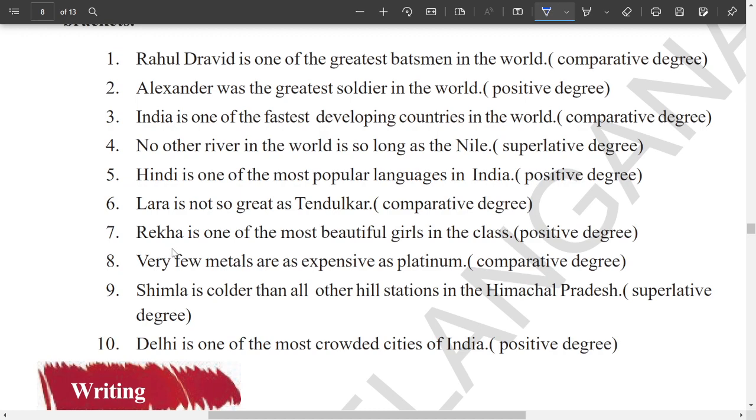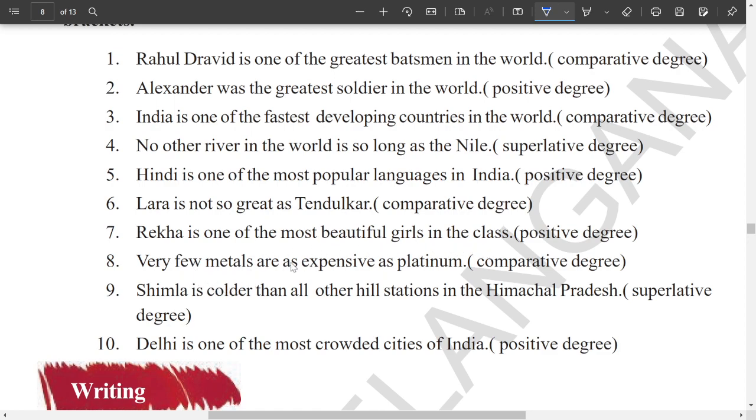Okay. Next one, Rekha is one of the most beautiful girls in the class. Most beautiful is superlative. Change that into positive degree. So how do you change that? Very few girls in the class are as beautiful as Rekha. So here you are equalizing. Very few girls in the class are as beautiful as Rekha. Rekha is one of the most beautiful girls, right? So very few girls are as beautiful as Rekha in the class.